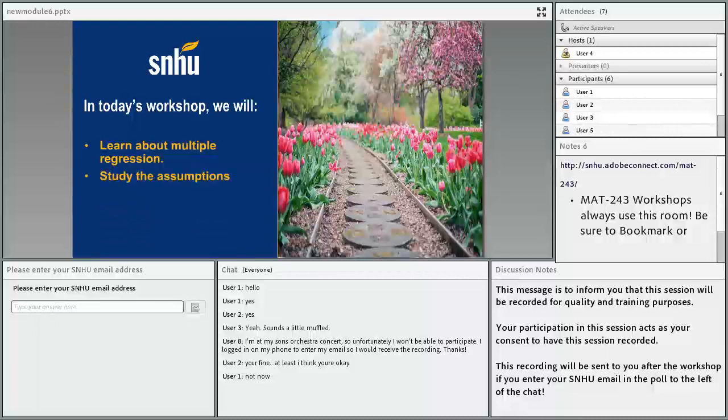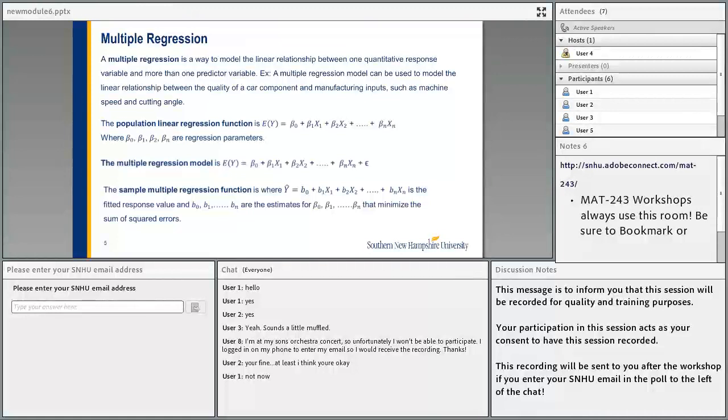So tonight's workshop, we're going to learn about multiple regression. We study the assumptions. We learn about the coefficient of multiple determination.